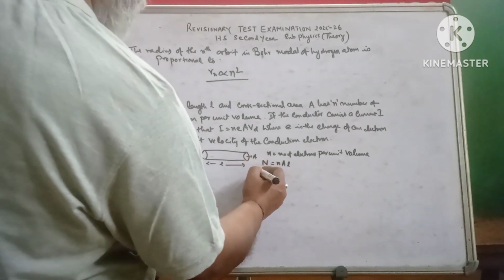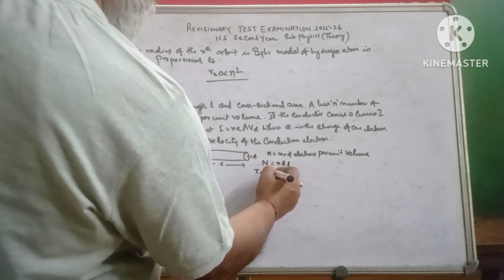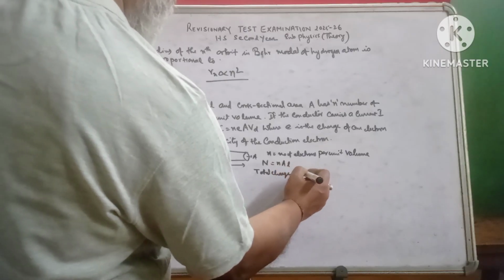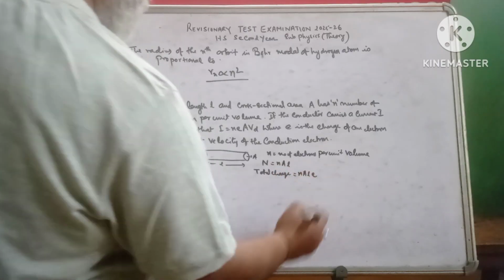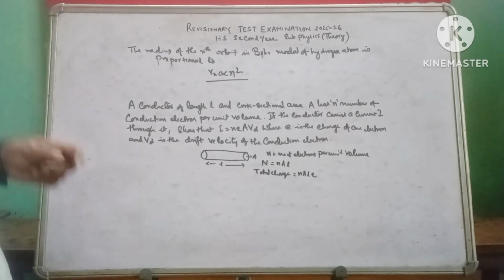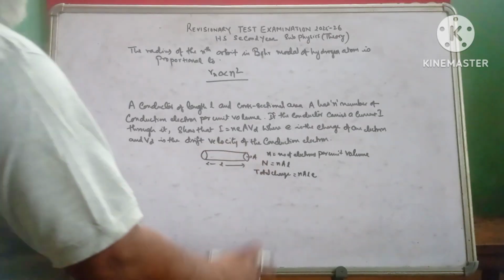And here your total charge will be n A L e. The charge of an electron is e. So for this much number of electrons, this will be your total charge.